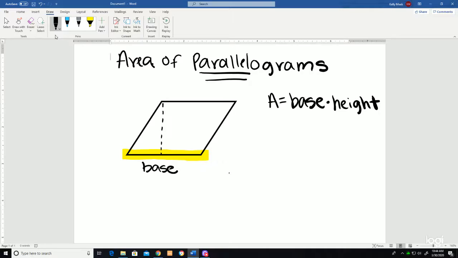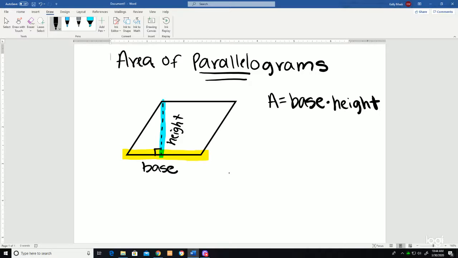Now, why is it called perpendicular? Perpendicular means it intersects at a 90-degree angle. 90 degrees, so that's a right angle right there. So this right here is going to be our height. Let me change colors. Here we go. So this right here is our height. This is our height. Oh, it's going to let me write sideways. Cool. So this is our height.